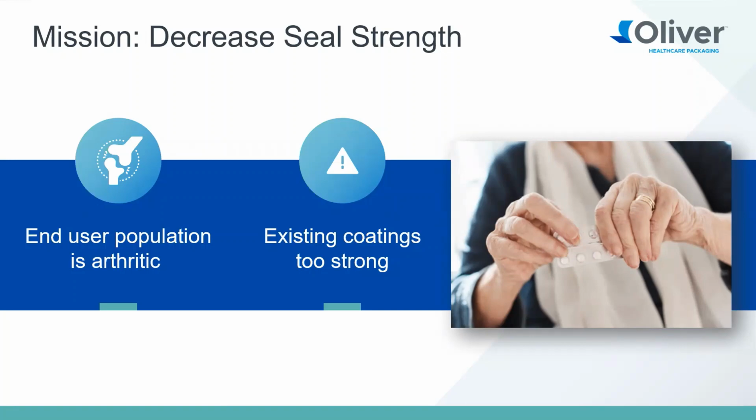So they came to us and said, hey, can we reduce that? And the caveat here is that there has to be significant enough volumes for Oliver to go down the path of reformulation, because we just saw what a coating process looks like, and you can imagine that for small volumes we couldn't really do that. But in this situation, we were able to do it.